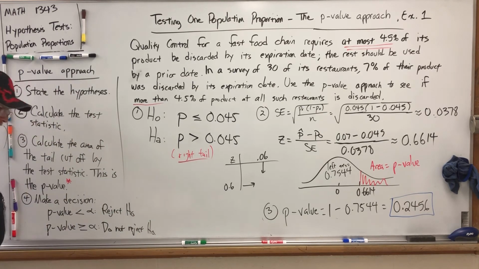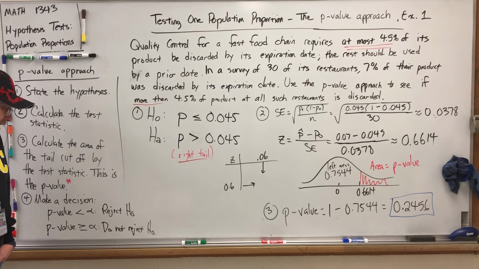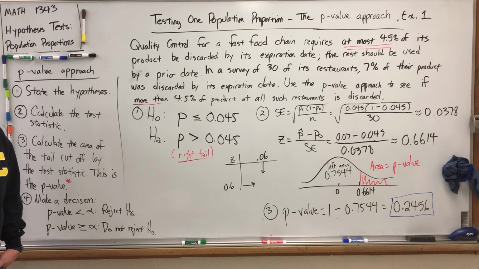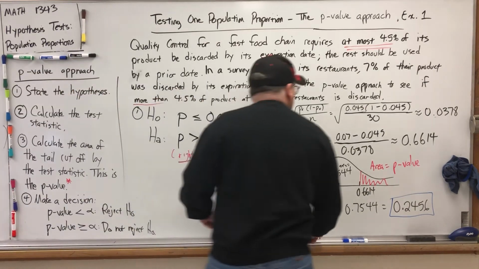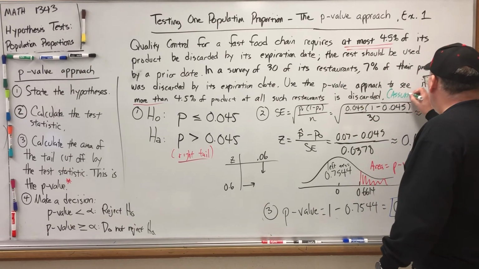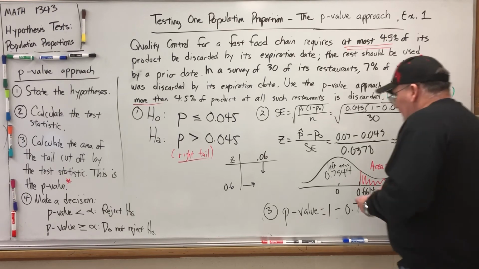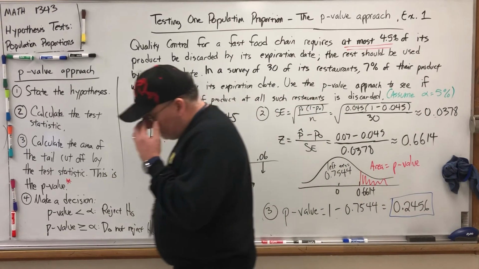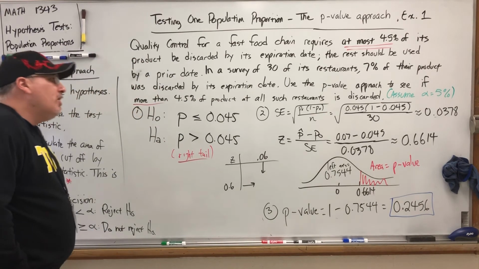Because remember, your alpha represents your tolerable probability of making a type 1 error. All right, we're okay with up to 5%. And I'm sorry, we weren't given a significance level here, so we're going to assume it's 5%. Anytime you're not given a significance level, you assume it's 5%. And again, that's fairly standard, unless you need a lower significance level for different reasons.